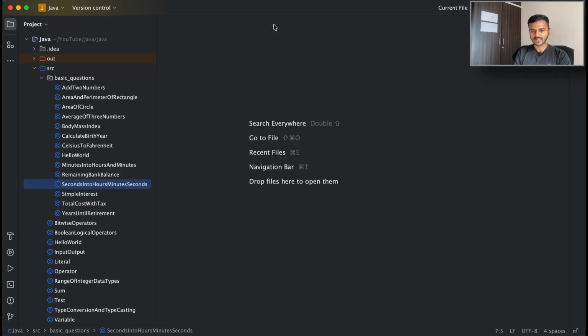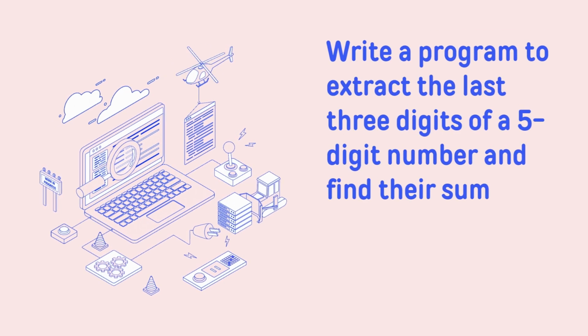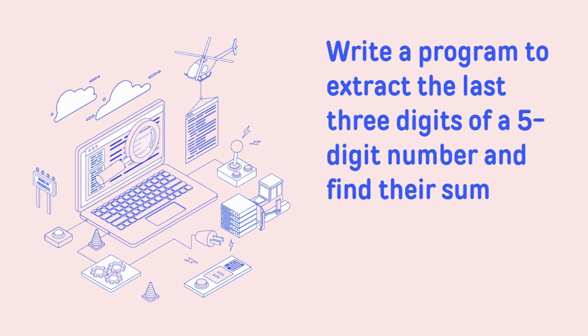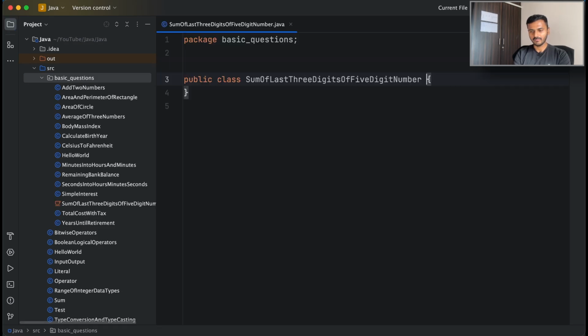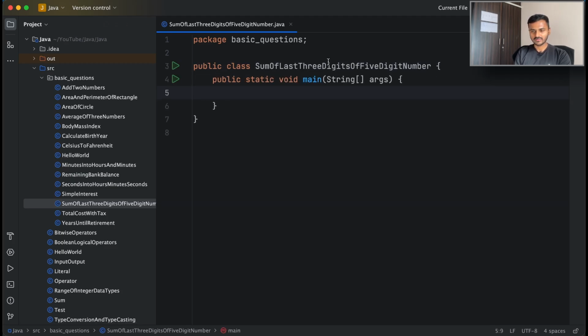Now for the next question, we need to find the last 3 digits of a 5-digit number, and then we need to add those 3 digits to get their sum. So let's first of all create a Java class and name it sum of last 3 digits of 5-digit number. Pretty long name, but this serves the purpose. This tells us what this class is about.